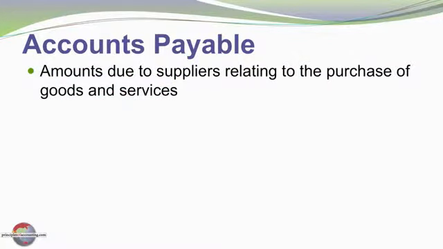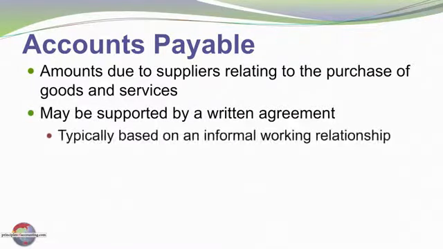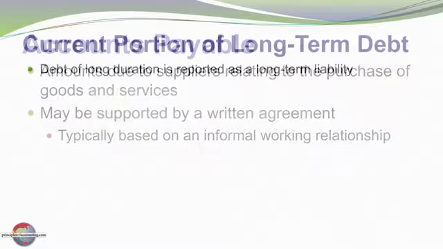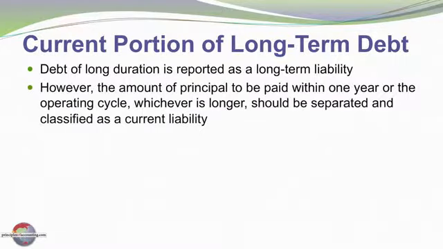Now, examples: accounts payable. These are amounts due to suppliers relating to the purchases of goods and services. They may be supported by a written agreement, but typically it's based on an informal working relationship. Accounts payable are fairly obviously included in the current liability section. Another item not so obvious perhaps would be the current portion of long-term debt. Debt of long duration is of course reported as a long-term liability on the balance sheet. However, the amount of principal that's due to be repaid within the operating cycle, or 1 year, whichever is longer, should be separated and classified in the current liability section.